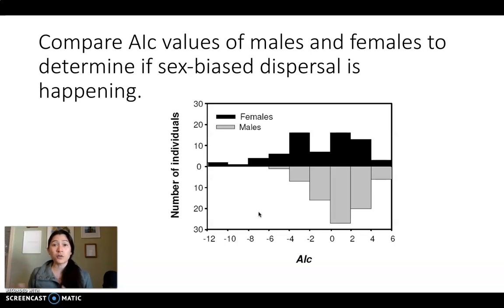So this is an example of overall what they did in this study, how they obtained the data. So what we're going to do is have you use that genotype data to then do some calculations in R to determine whether or not sex bias dispersal is occurring.